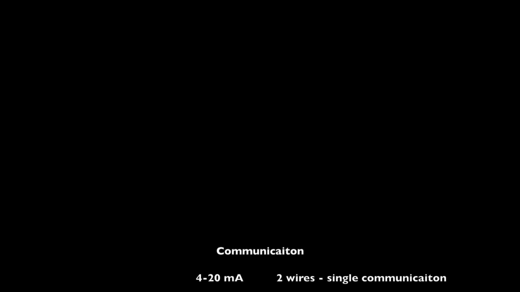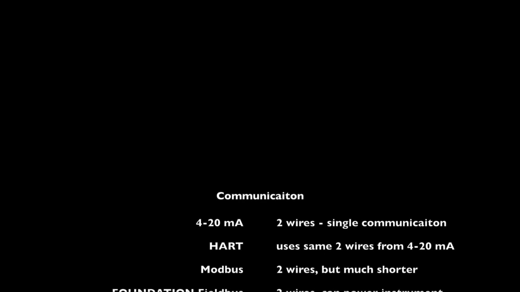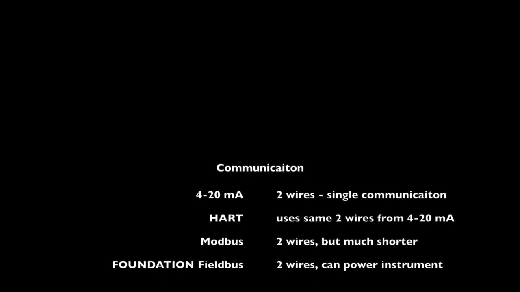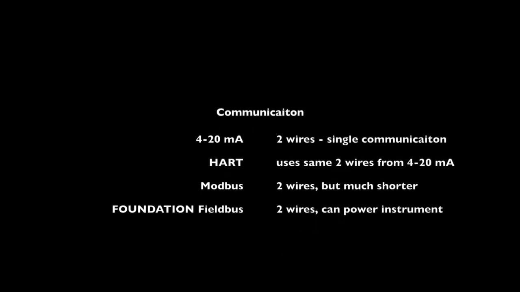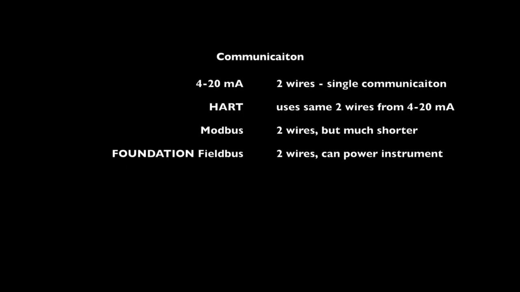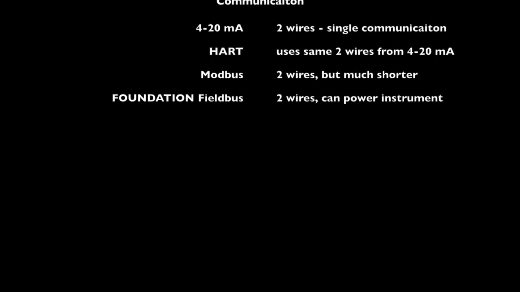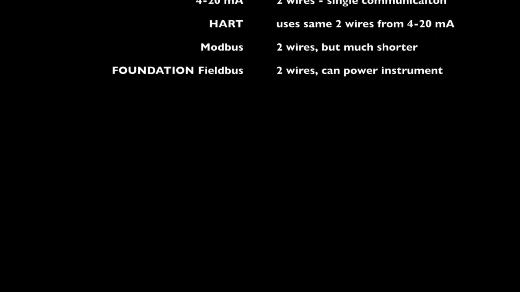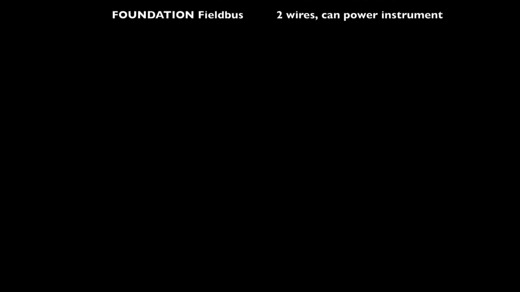To sum up, we have looked at 4 different communication protocols. The 4 to 20 milliamp loop, which requires 2 wires and a single communication on each wire. The HART uses the same 2 wires from the 4 to 20 milliamp loop, but it allows us to connect numerous instruments on the same wires. The Modbus communication protocol, which requires 2 wires, but they're much shorter because of the Modbus gateway. Finally, we have the Foundation Fieldbus, which requires 2 wires. It can also provide power to the instrument.